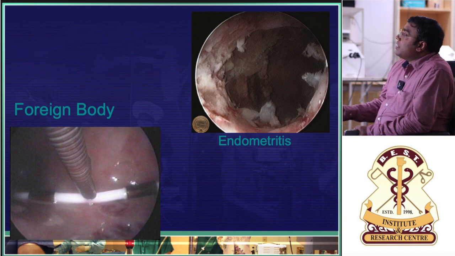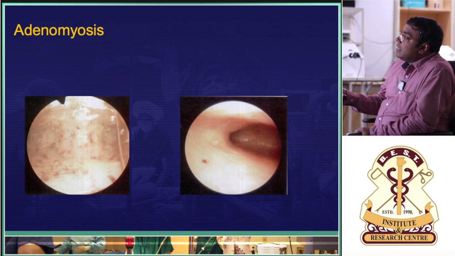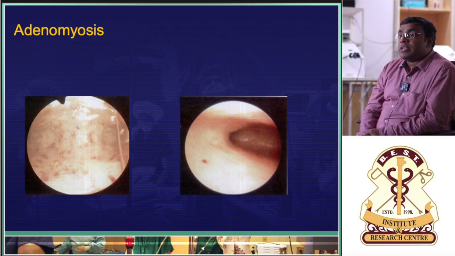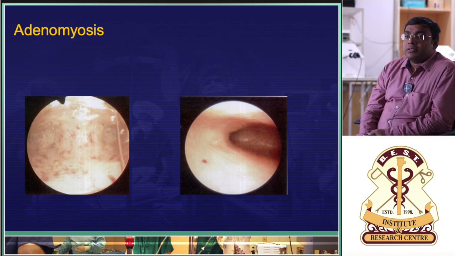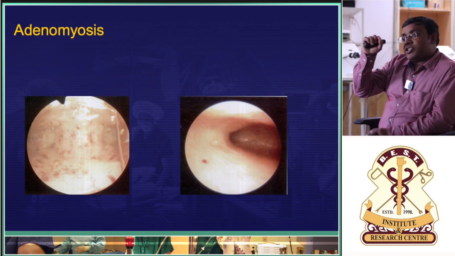Next, foreign bodies, then endometritis. I will show you one more case of endometritis. Then this adenomyosis. What are the features of adenomyosis that you can see on hysteroscope? Adenomyotic spots are seen. Okay, what do you call those adenomyotic spots? Deer spotted appearance. Like how a deer has multiple spots, in the same way brownish spots are there.